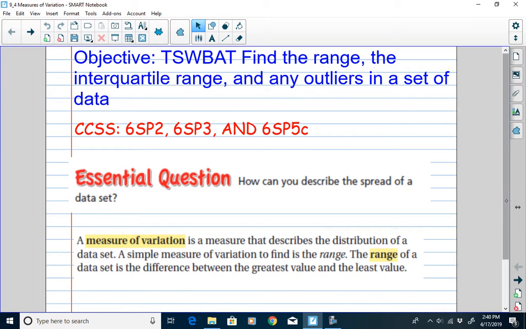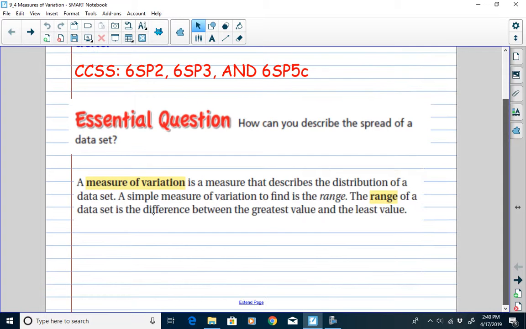Some of the vocabulary we're going to use today. First, a measure of variation is a measure that describes the distribution of a data set. A simple measure of variation to find is the range. The range of a data set is the difference between the greatest value and the least value.